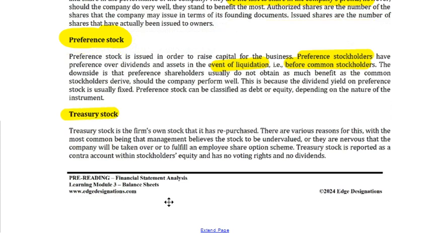Treasury stock. What's treasury stock? Sometimes a company can buy back its own stock. It repurchases its own stock. Sometimes the management team believes that the shares in the market are undervalued, so they buy them back. They're a bit nervous that somebody else might also identify the fact that they are undervalued and might decide to take over the company. Generally, treasury stock is reported as what we call a contra account. A contra account offsets the value of the shareholders' equity. No voting rights attached there and no dividends.